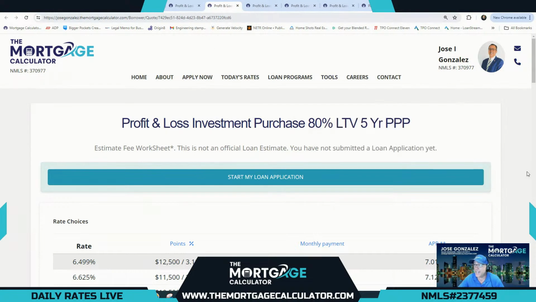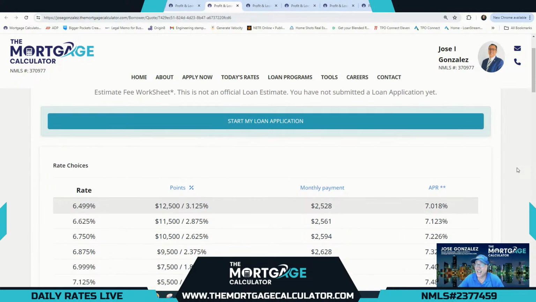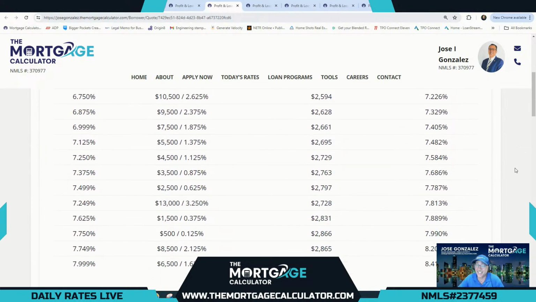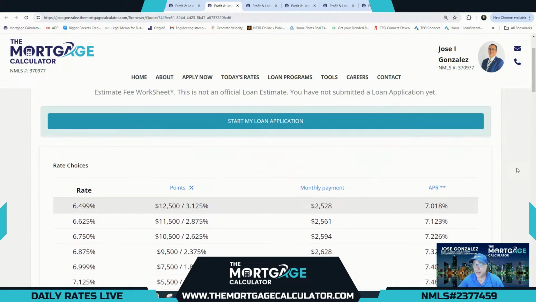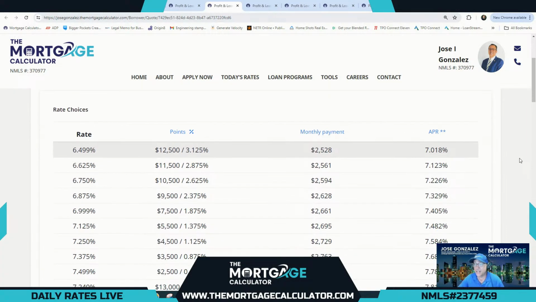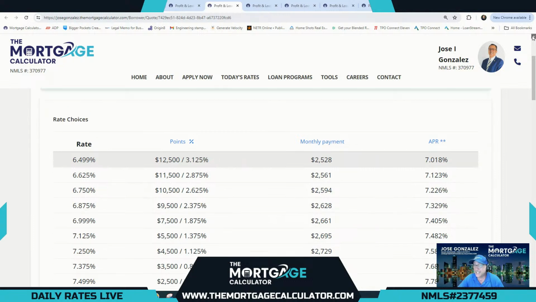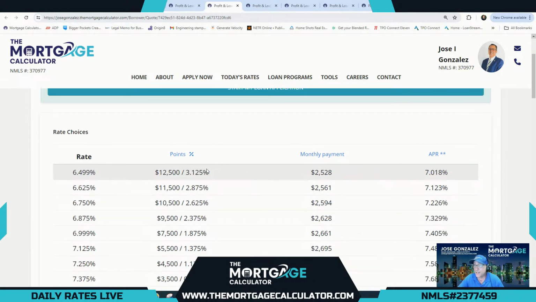And now the 80% LTV purchase with the 5-year prepay, wow, look at those rates. 7.9, excuse me, that was a typo. That should be right there. 7.499 at a cost of 0.625, and you can buy that down all the way to 6.499. That is correct. That was pretty amazing. I was pretty shocked when I saw that.